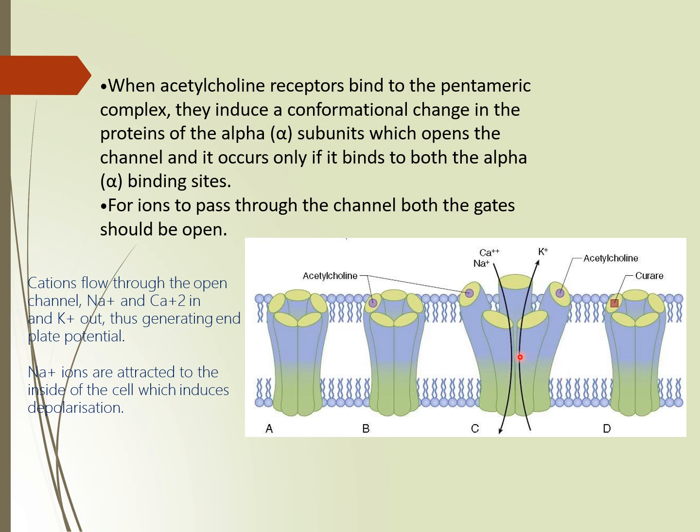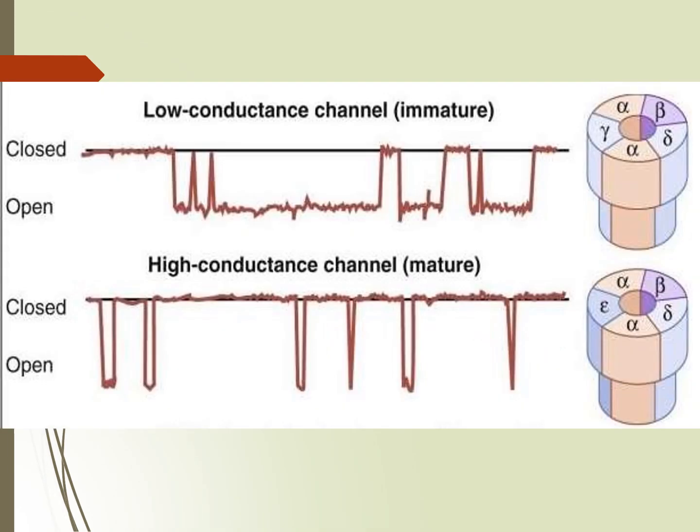Cations flow through the open channel, sodium and calcium in and potassium out, thus generating the end plate potential. Sodium, after entering the cell, attaches to the inside of the cell, which induces depolarization. So sodium influx causes depolarization.